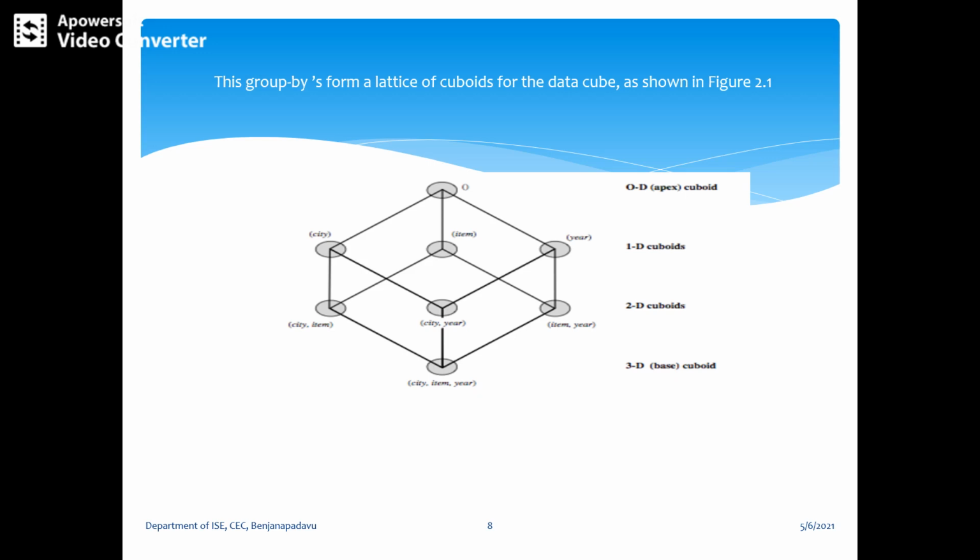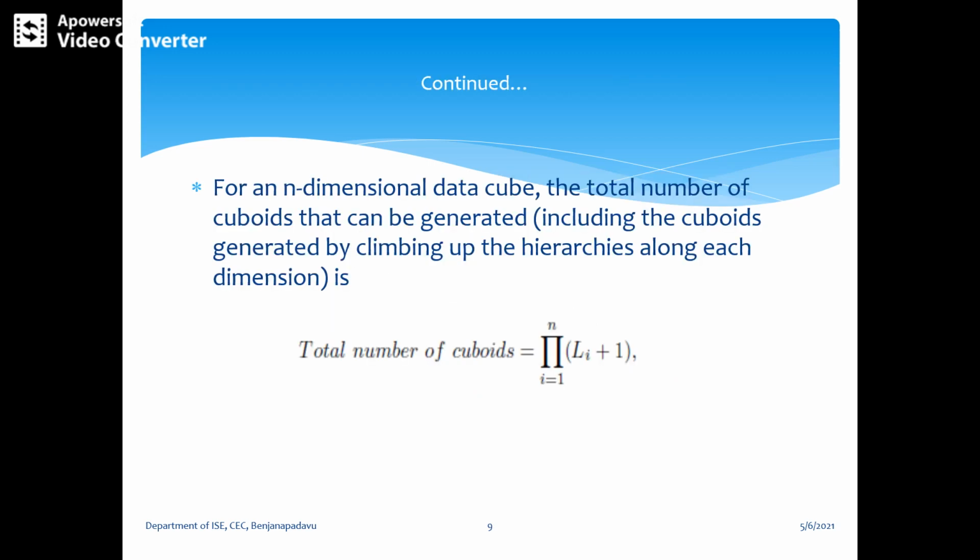So a single item will be taken as a 1D cuboid, here city, item, year, with a small circle representation. And for the 2D cuboids, we have taken city comma item, city comma year, item comma year. And the 3D cuboid is city, item, year. In a similar way, we need to take the cuboids.